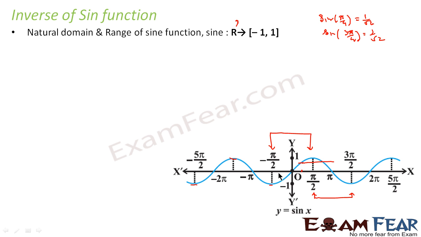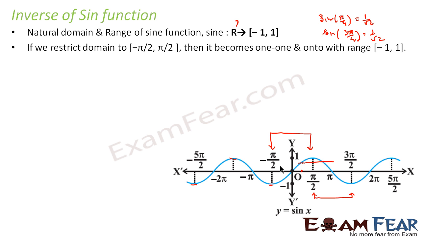For any x, you can't have two same y. So minus pi by 2 to pi by 2 is one valid domain. Plus pi by 2 to 3 pi by 2 is also a valid domain. You can see there are multiple valid domains for which the function can be inverted. So for the natural one, we will take minus pi by 2 to plus pi by 2. If you take this, the function becomes 1 over 1 and onto. If you restrict this to minus pi by 2 to plus pi by 2, this becomes 1 over 1 and onto with range.